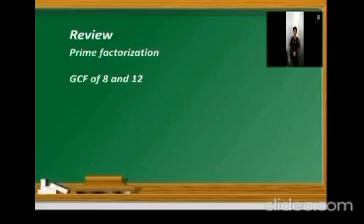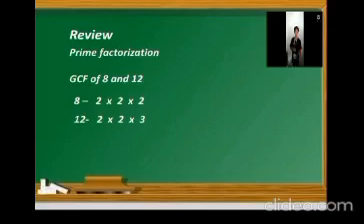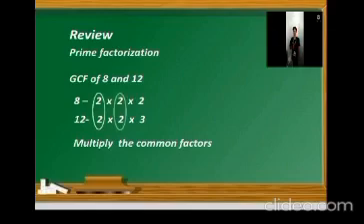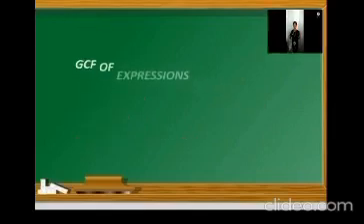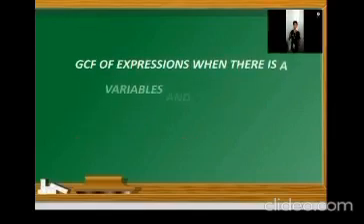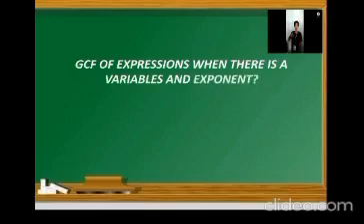So the prime factor of 8 is 2 times 2 times 2. And the prime factor of 12 is 2 times 2 times 3. And if we are going to multiply the common factor of 8 and 12 using prime factorization, therefore their GCF is 4. But how are we going to find the GCF of an expression when there is a variable as exponent?